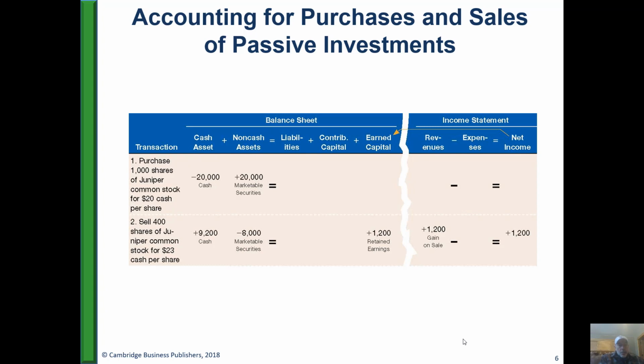Fast forward to the second transaction there at the bottom of the page. We now are selling 400 shares of Juniper common stock for $23 per share. Okay, so at $23 per share times 400 is $9,200 in cash coming into the firm. That's a $9,200 debit. The 400 shares of Juniper are currently on our books at $20 each. So we're going to credit $8,000 worth of marketable securities, and the difference is going to show up as a gain on sale, which will flow through the income statement to the balance sheet and increase our retained earnings number.